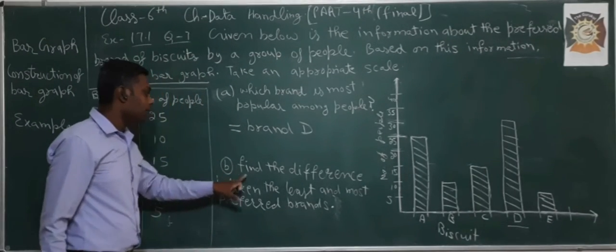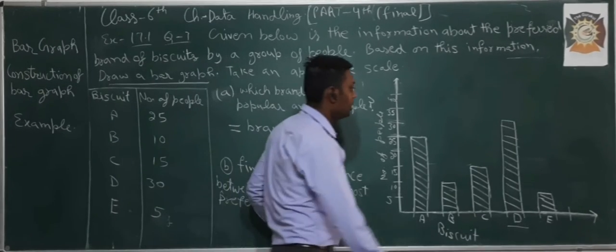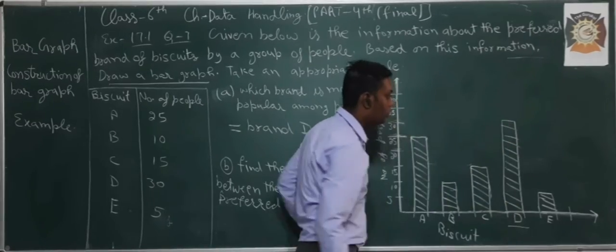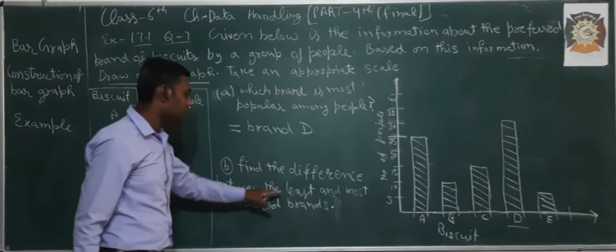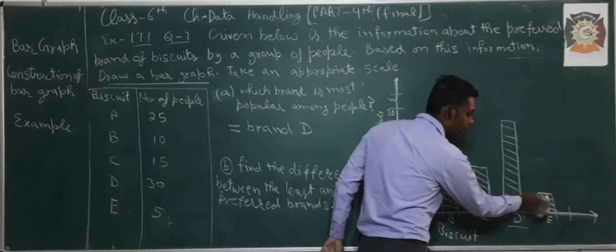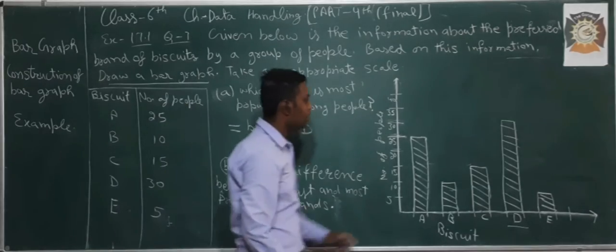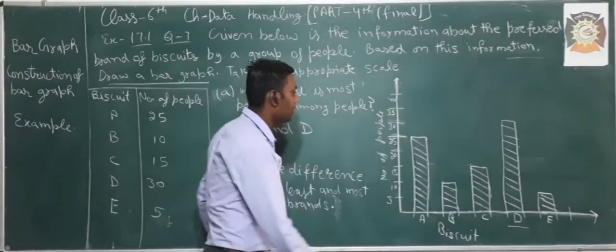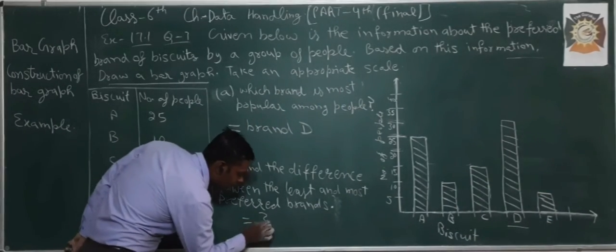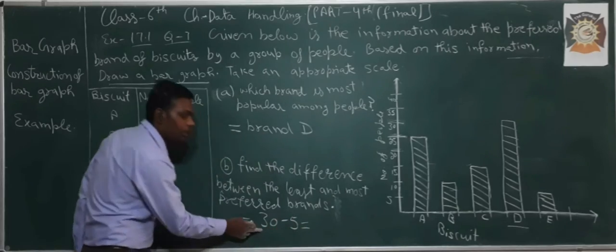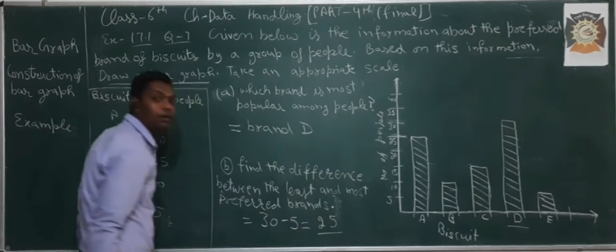Next question is: find the difference between the least and the most preferred brand. As you see, this is the bar of most people, that of highest height, which is liked by most people, and the least, which has the smallest height, is liked by the least people. And we have to find the difference between most and least. Most people like brand D, which is 30, and least is 5, so their difference is 30 minus 5, that is 25.